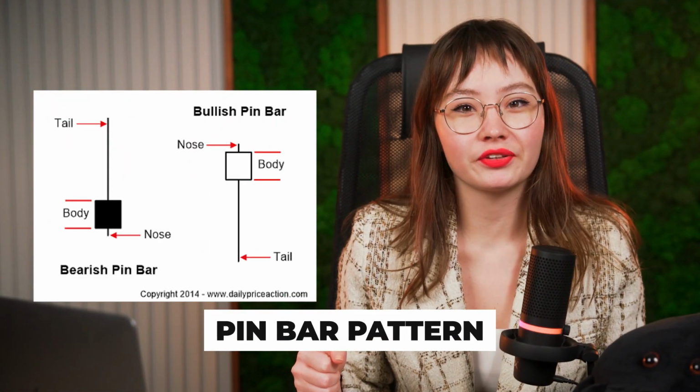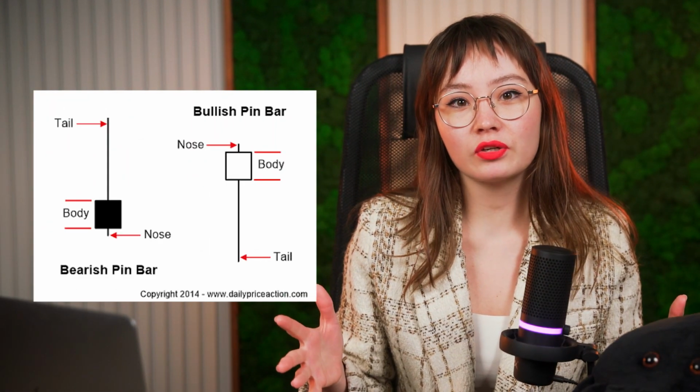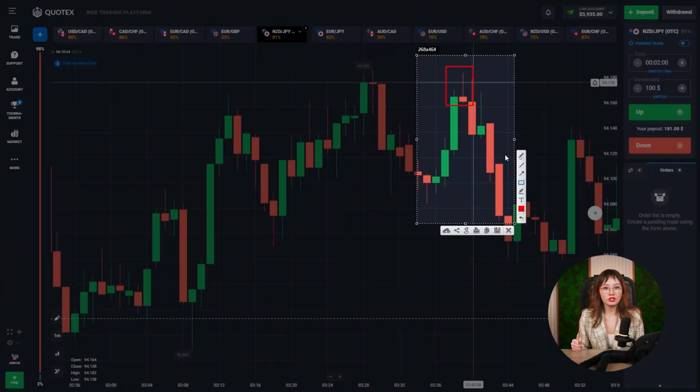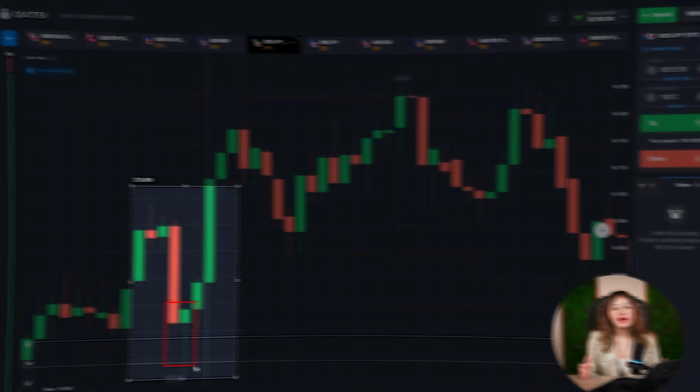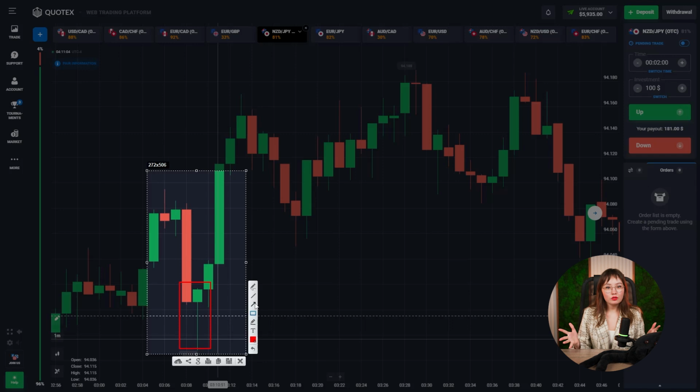The first strategy is related to the popular pin bar pattern. This refers to a candle with a long shadow and a small body. It's believed to indicate an imminent price reversal. Here's how it looks on the chart. This pin bar is bearish. After it, the price usually drops. And this pattern is bullish. If you see it on the chart, expect an uptrend.